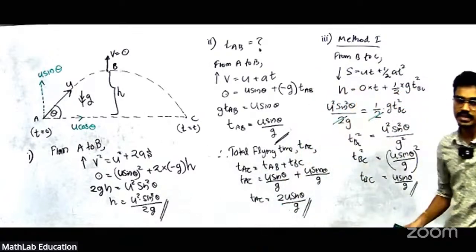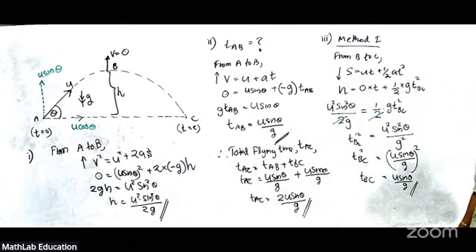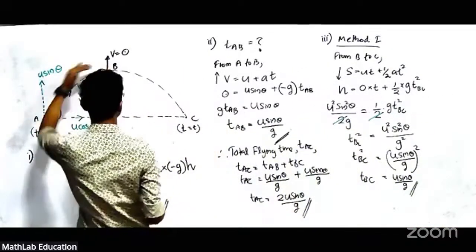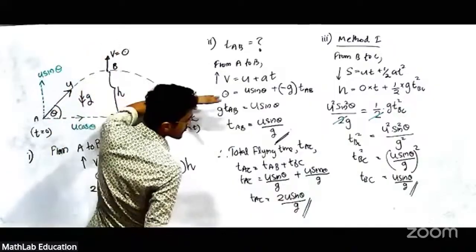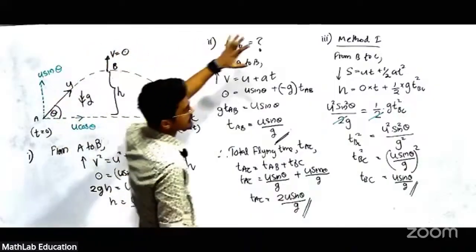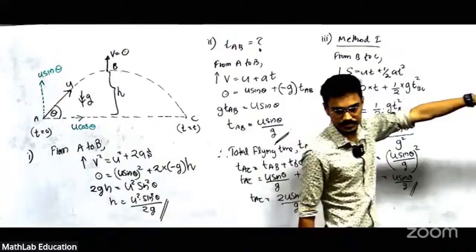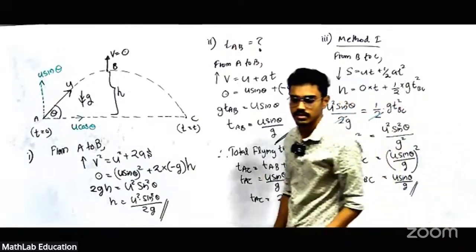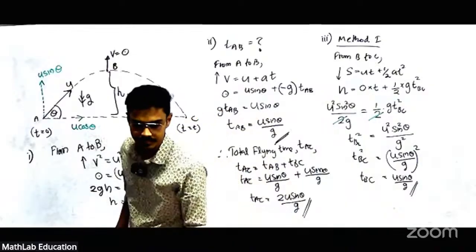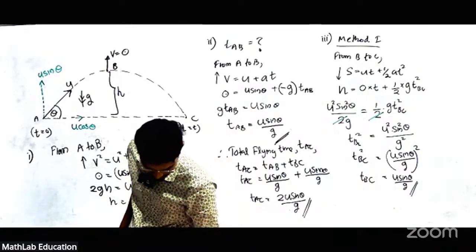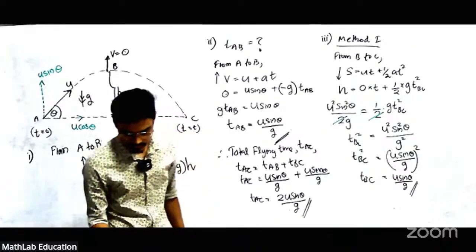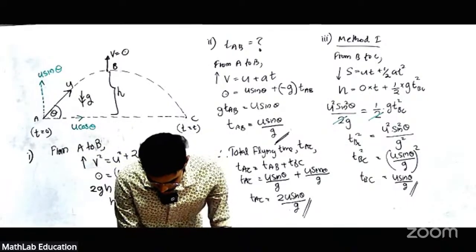I'll explain another method, method 2, as well. This is method 1, determining the time for the first half. This is called the first half, and this is called the second half of the motion. Determine the time for the second half separately, and merge them together. Clear? Take it down.